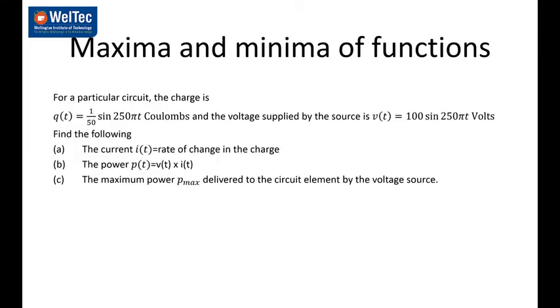This is a question where we don't actually need to use calculus if we don't want to. You're asked to find the current, and the current is the rate of change of the charge, and you're given the charge, so the current then would be dq by dt, which would be a 50th times 250 pi cos 250 pi t.